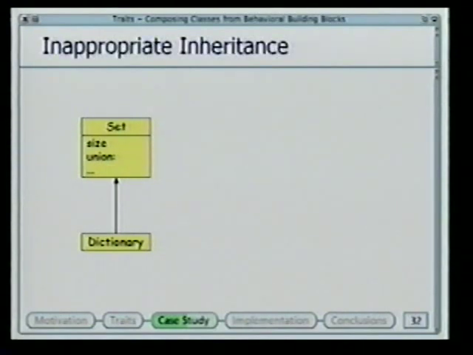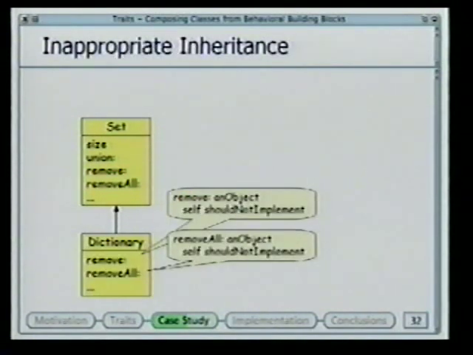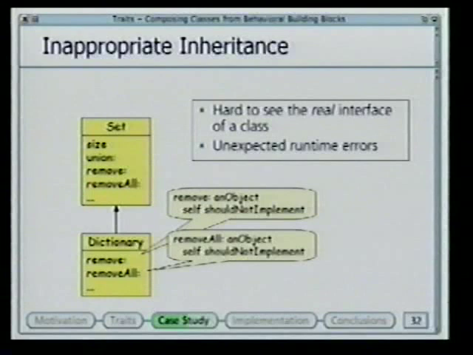A case of inappropriate inheritance is, for example, the class dictionary, which inherits from set in order to share some code like size and union. But then other methods, again, the designers decided don't make sense in a dictionary. And so, again, they added some dummy methods to say, you know, this shouldn't be inherited. We just throw a runtime error. But again, it makes it really hard to see what's the real interface of the class dictionary. And we may end up with unexpected runtime errors.